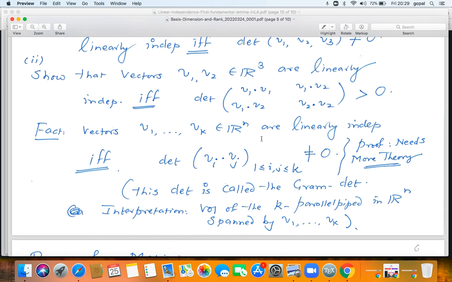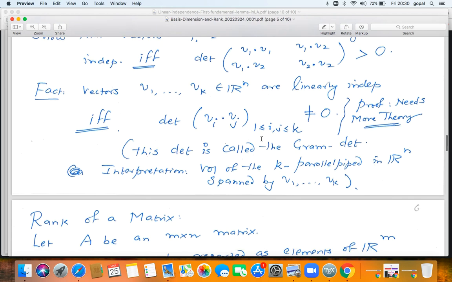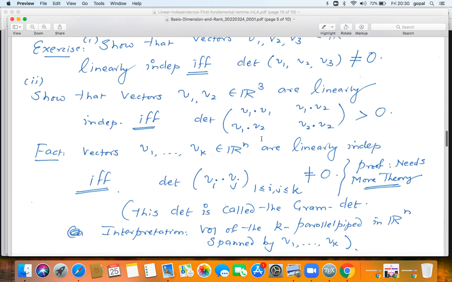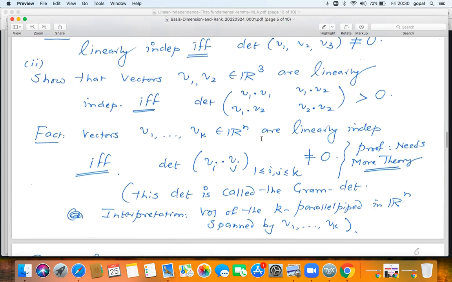In fact, this determinant has a name. This determinant is called the Gram determinant of v1, v2, vk, or some people call it the Gramian. In fact, this Gram determinant is related to the volume of the k-parallelepiped in Rn. It is the square of the volume of the k-parallelepiped. Okay. So with this, I will complete, and I will stop with this lecture 4B.